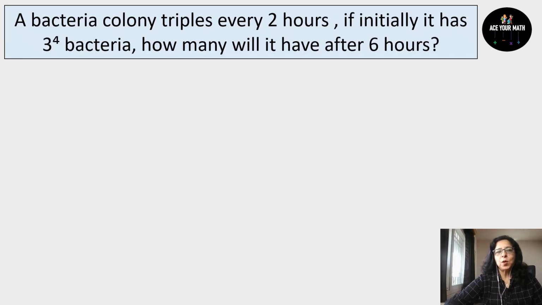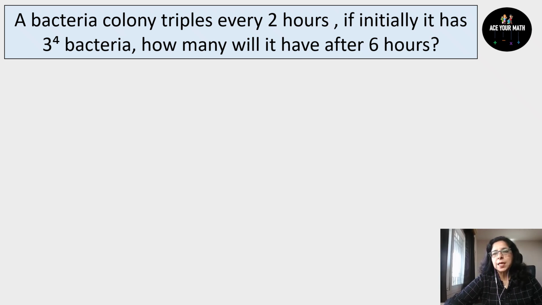Now we'll solve one word problem based on bacteria. See, the question is: a bacteria colony triples every 2 hours. Okay, so it triples every 2 hours. If initially it has 3 raised to the power 4 bacteria, how many will it have after 6 hours? Okay, so let's first understand this question.